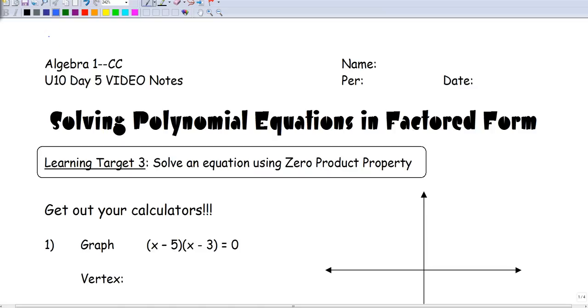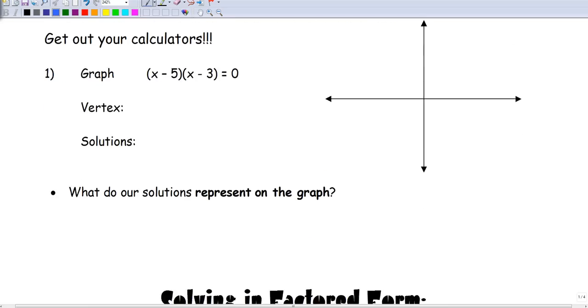Hello, Algebra 1 students. Today we will be talking about solving polynomial equations in factored form. This is a self-paced lesson. You are welcome to rewind and re-listen to anything you need to, and if you have any questions, just let me know. So we are going to start by graphing something we are used to seeing, which is a parabola.